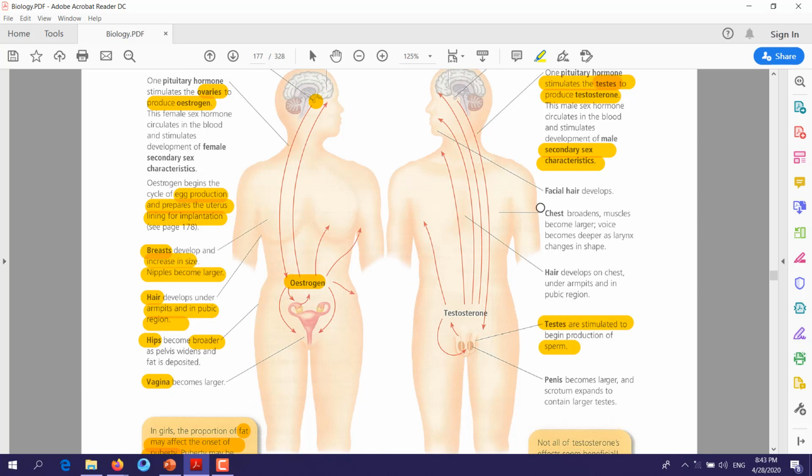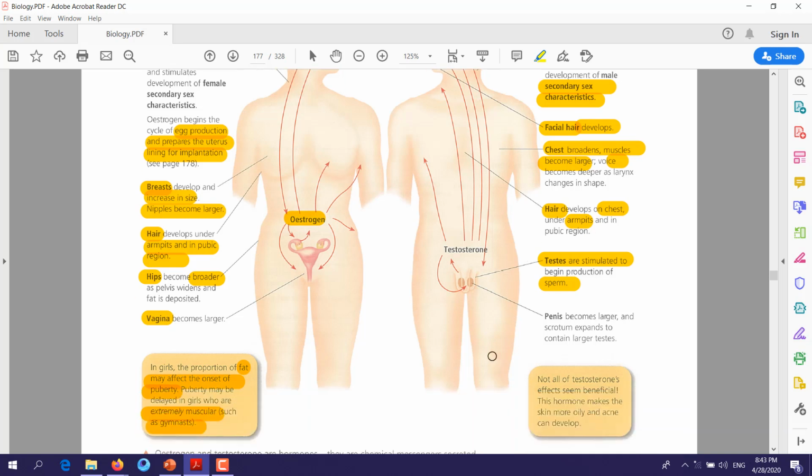Then, after that, facial hair develops. These are the secondary sex characteristics. Testes will be able to produce sperm. There will be hair on the face and chest, broadness, muscles become larger, and the voice becomes deeper as the larynx changes in shape. Also, hair will develop on the chest, under the arms, and in the pubic region. And the last thing, the penis. The penis is the same as we said for the vagina: it will be bigger.